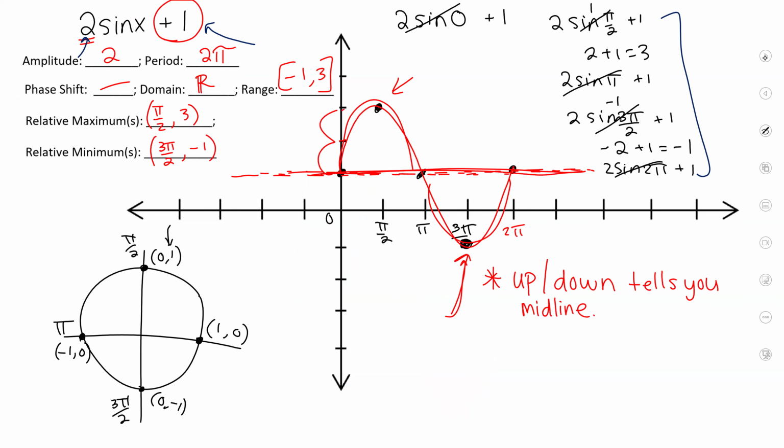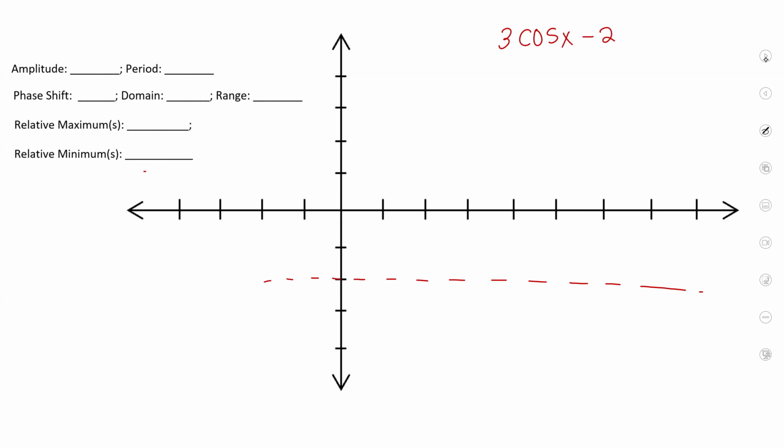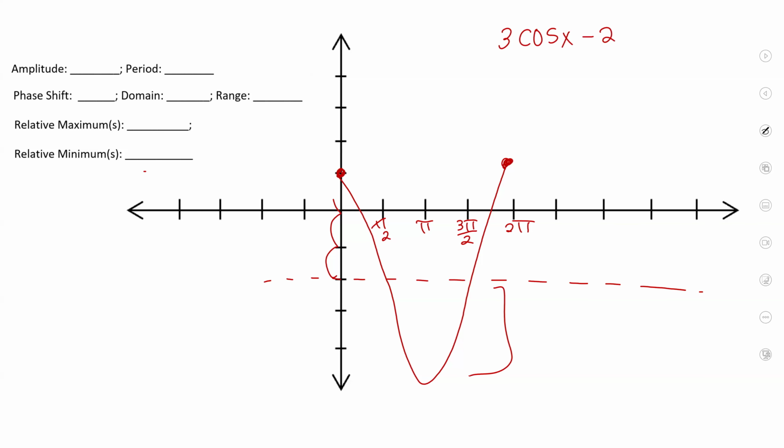So for cosine, if you want to do the same quick method, you need to go up 3. That's your amplitude. 1, 2, 3. It's right here. From your midline, and you'll go like this. This is pi/2. This is pi. This is 3 pi/2. This is 2 pi. That's what it would look like. Your amplitude is 3. You still need to finish it in 2 pi. And your midline's at -2.